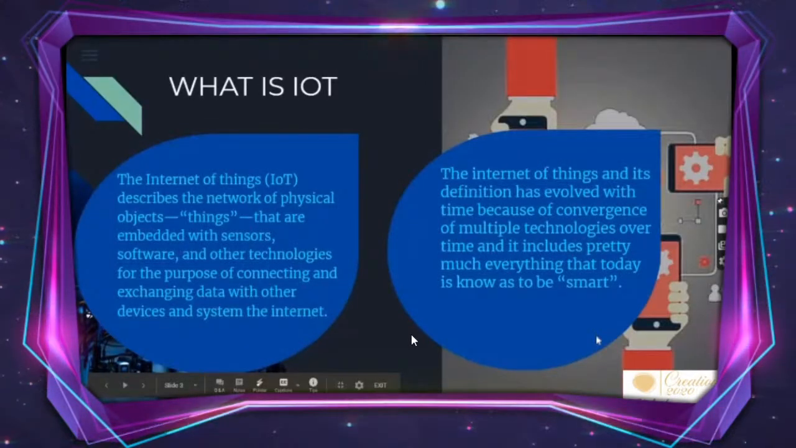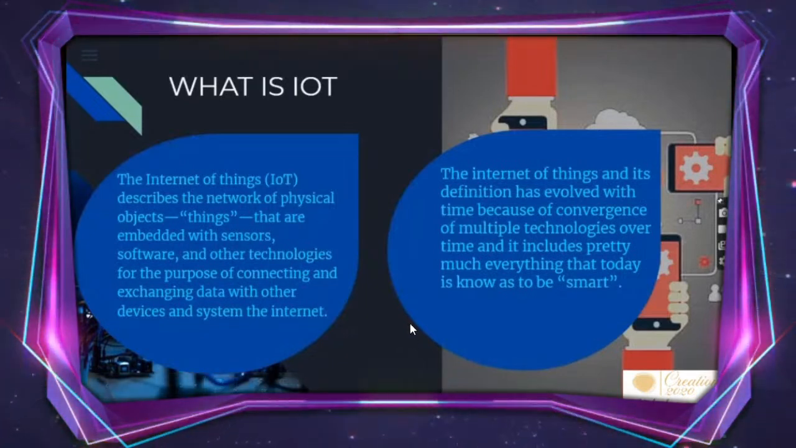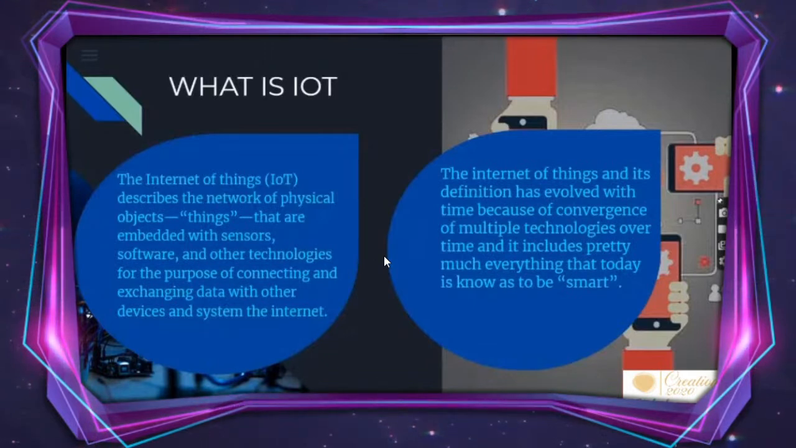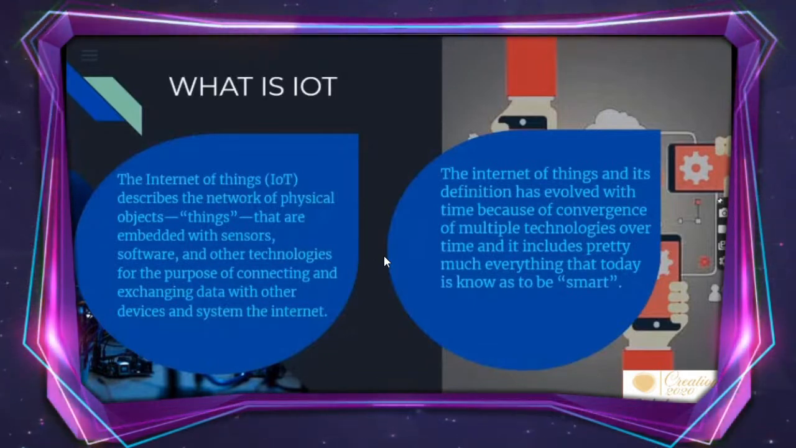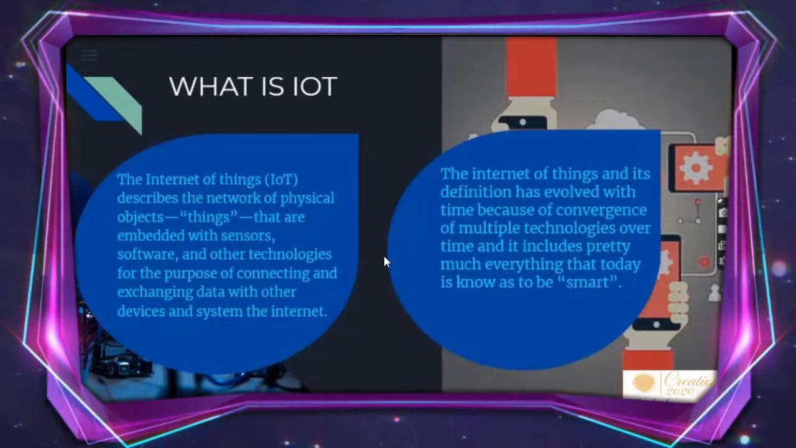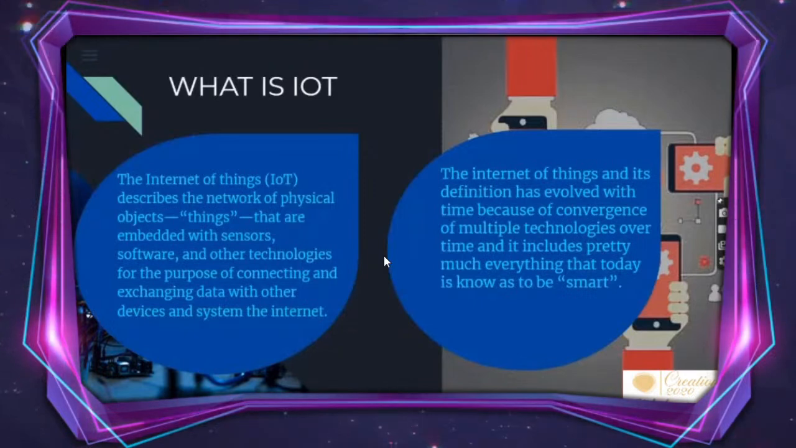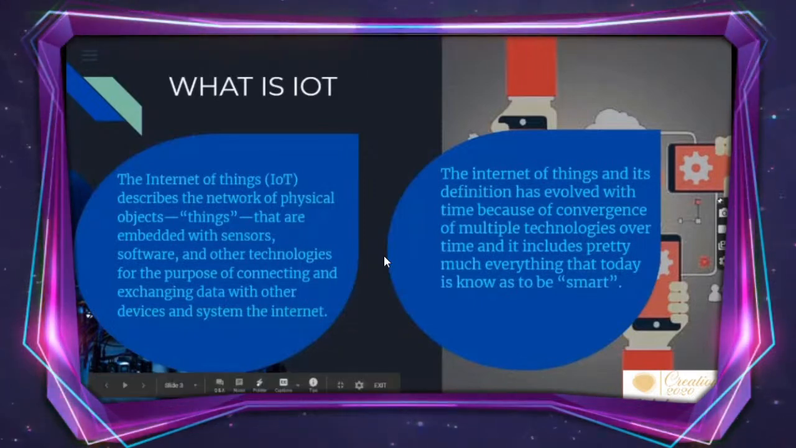So what actually is the Internet of Things? Internet of Things is the network of physical objects, which we call things, that are embedded with sensors and software to exchange data and communicate with each other. But the definition of Internet of Things has evolved with time because of the emergence of new technology.